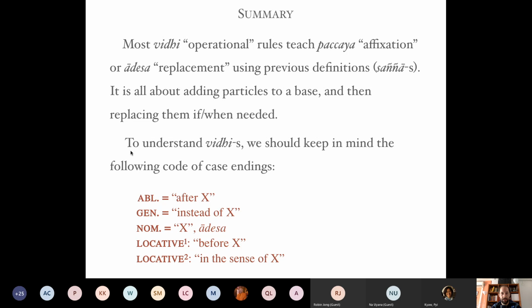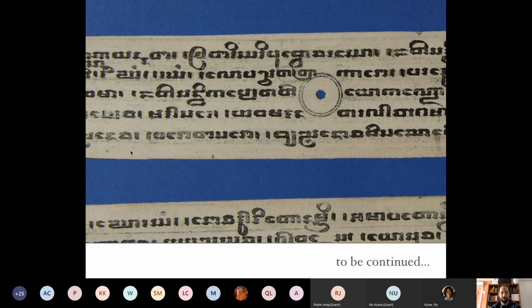Very simplified, the ablative will mean after X. The genitive will mean instead of X. The nominative will mean simply X, that is the replacement. The locative, the first type of locative, the right context, means before X. And the second type of locative that we have seen as a modulator would mean in the sense of X. And that's all. Thank you very much.